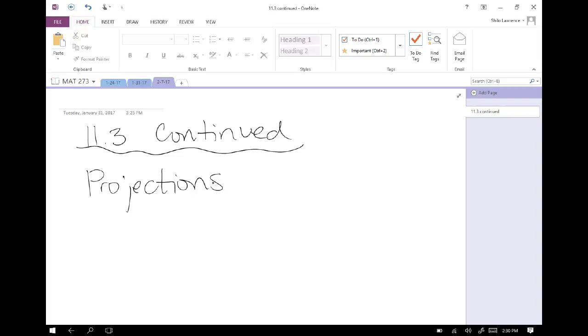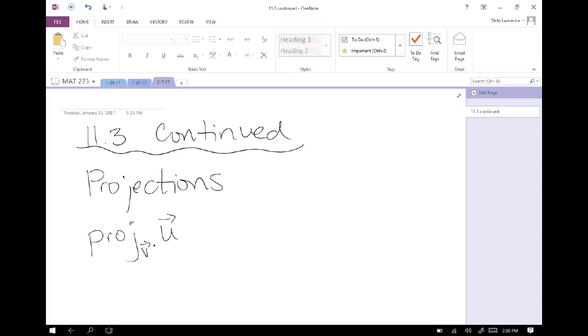All right, so we're going to do a few more examples with projections. One thing that I have seen people in the past get mixed up is how this thing is written and what exactly it means.